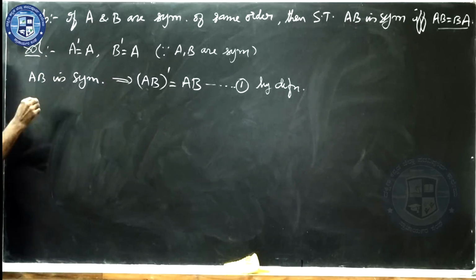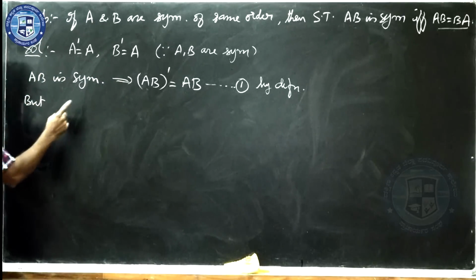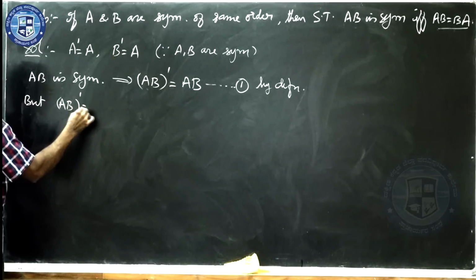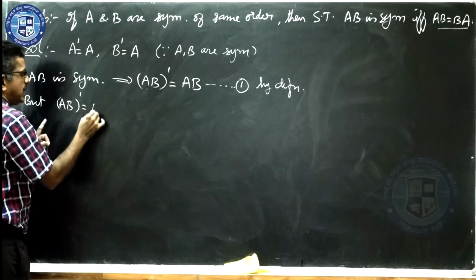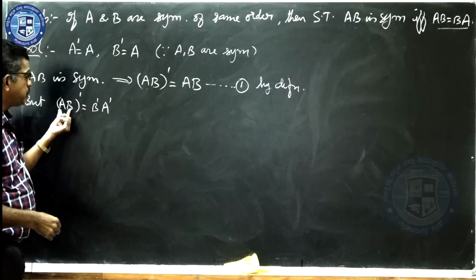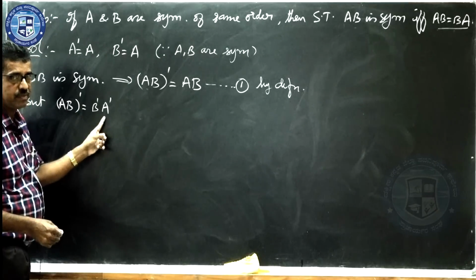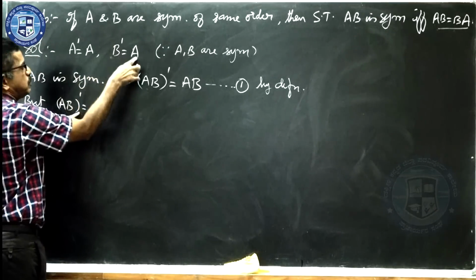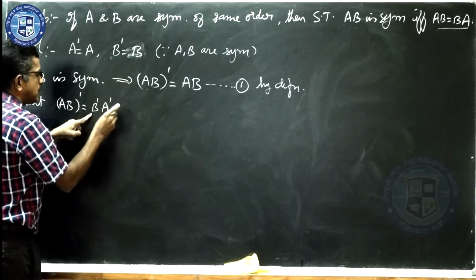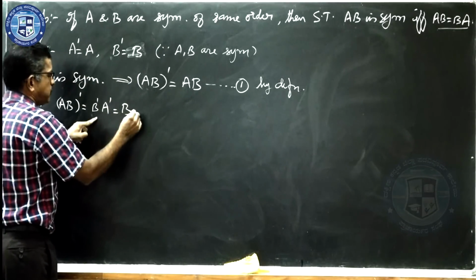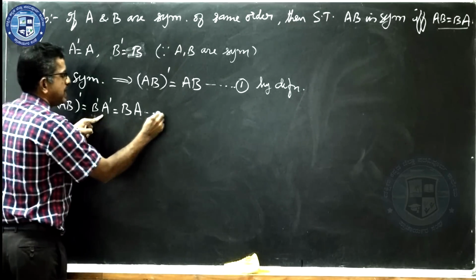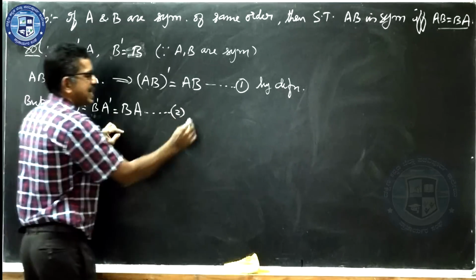Next, let me take a general property of the transpose of a product of two matrices. This we have already discussed earlier. You know that the transpose of A into B, it is B transpose into A transpose. Do you remember this? Now, just apply this. What is B transpose? It is B. What is A transpose? That is A. So, I take this as equation 2. This is the standard result.